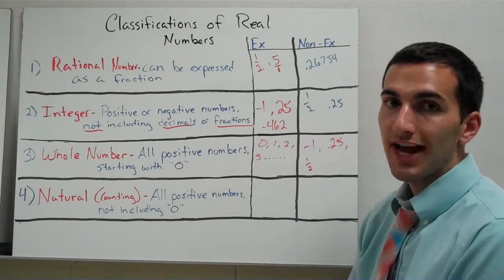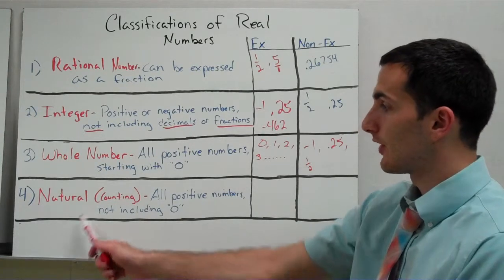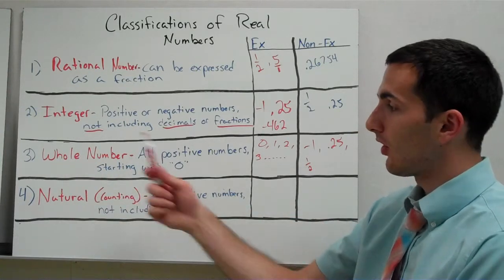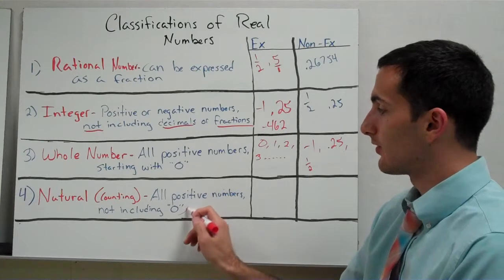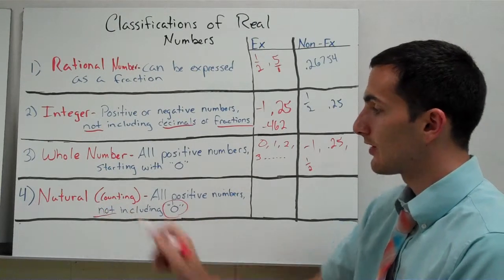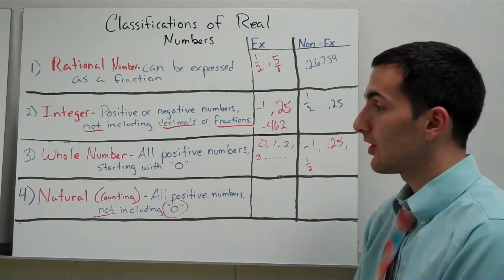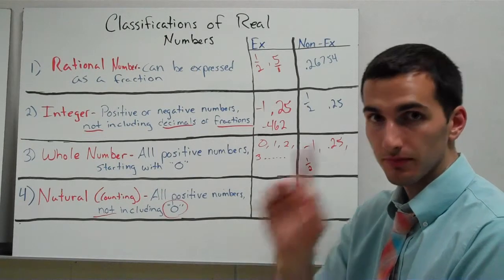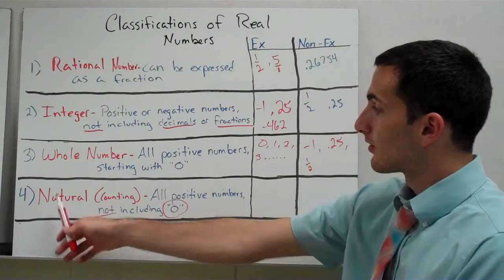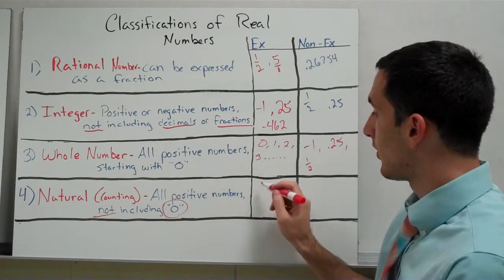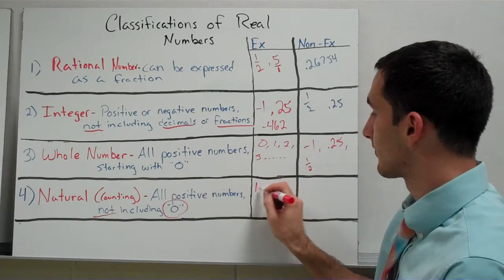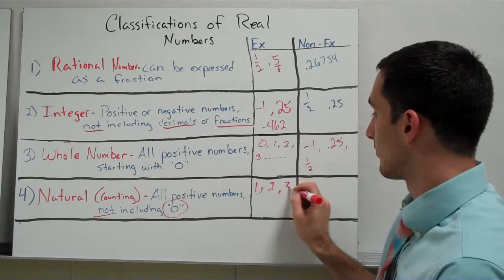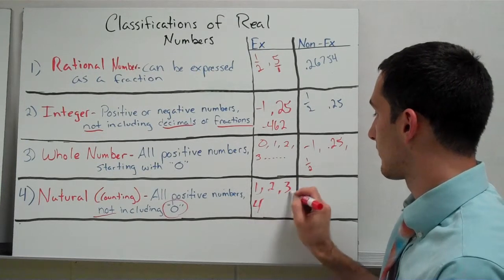Our next one is our natural or counting numbers. These are very similar to whole numbers. They include all the whole numbers except for 0. So these do not include 0. Now they call these counting numbers because if you start counting, what number are you going to start with? You're going to start with 1. So natural or counting numbers start with 1 and go all the way to infinity. So 1, 2, 3, 4, 5, so on and so forth.